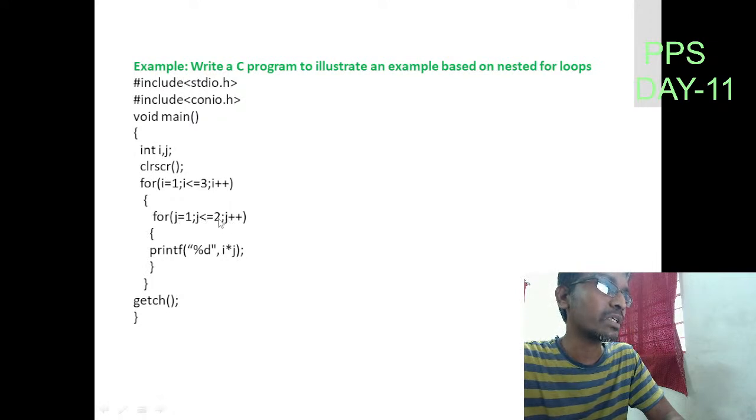So 2 less than or equal to 2. Then it is true. Then it will print the i value. What is the i value previously? 1. So now what is the j value now? It is 2. So 1 into 2, it will be 2.